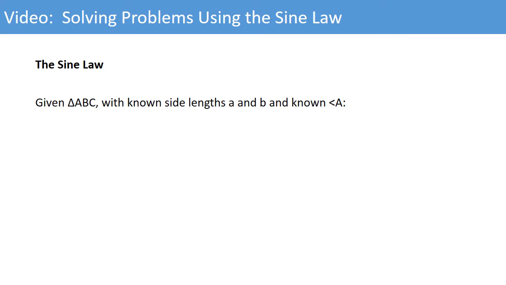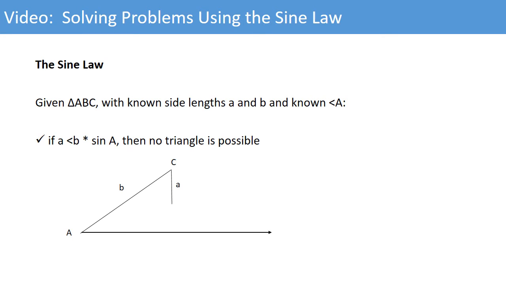Let's take a look at the ambiguous case. Given triangle ABC with known side lengths a and b and known angle A, if a is less than b times sine A, no triangle is possible. These measurements don't work. This is what it could look like.